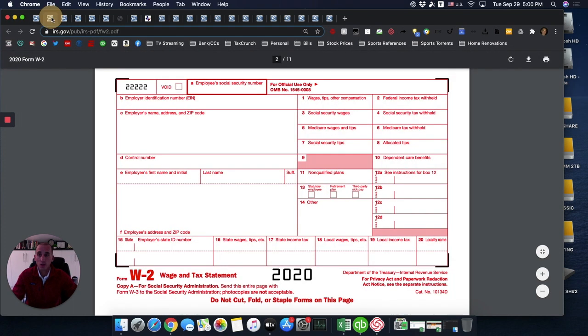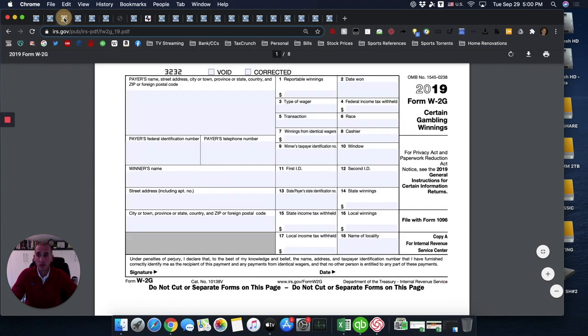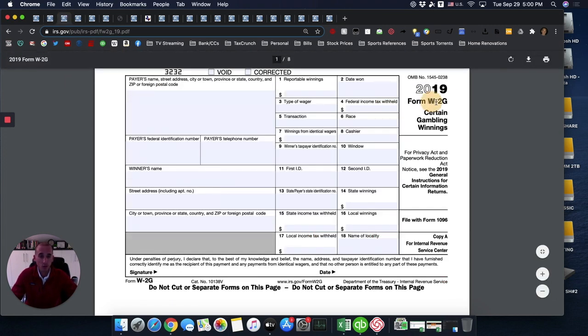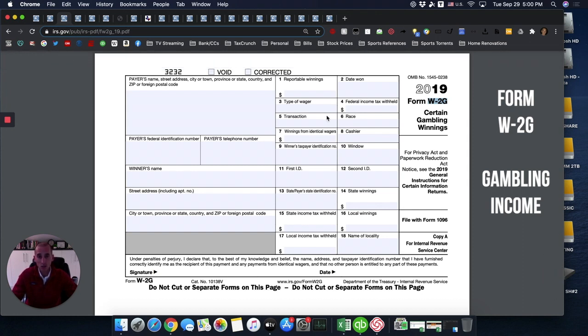So the first form we're going to jump onto, super easy, is the W-2. You all should recognize this, no explanations here. If you did receive gambling winnings, you're going to receive the W-2G form, and that will show your winnings and all the details that go along with it. If you have this form, you're also going to need to tally up any gambling losses that you might have so that we can offset some of this income.